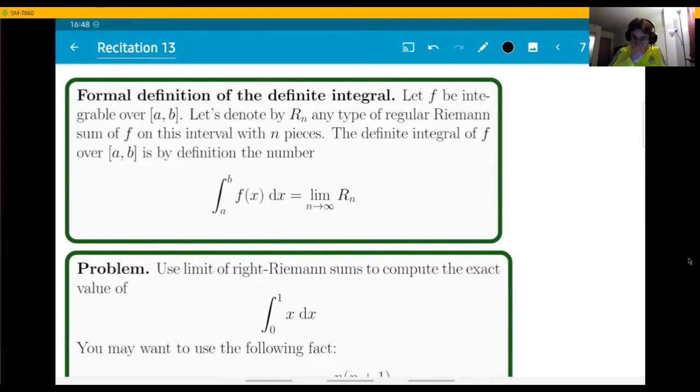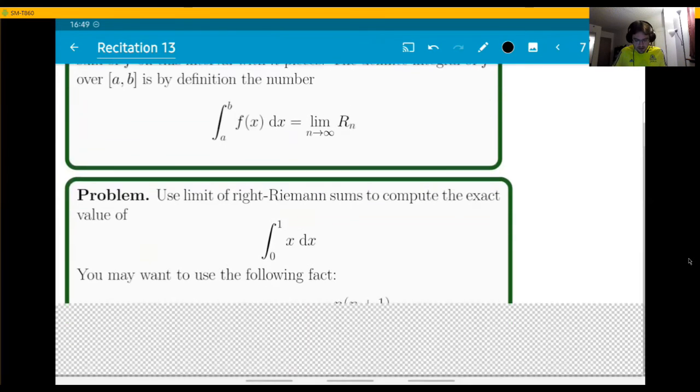So let's read this formal definition. Let f be integrable. Let's denote by R_n any type of regular Riemann sum. Regular is important here for this definition, with n pieces. So it could be a right, left, upper, lower, or midpoint, or whatever, doesn't matter, but with n pieces. The definite integral, by definition, what is that number? It is the limit of Riemann sums when n goes to infinity. The number of pieces goes to infinity. This is the definition that we work with. Technically, it doesn't even need to be regular, although it's just a little bit more complicated to write down. Let's not worry about that.